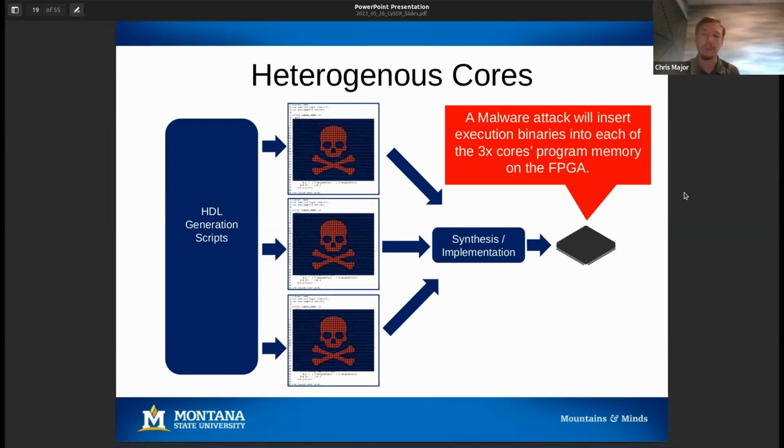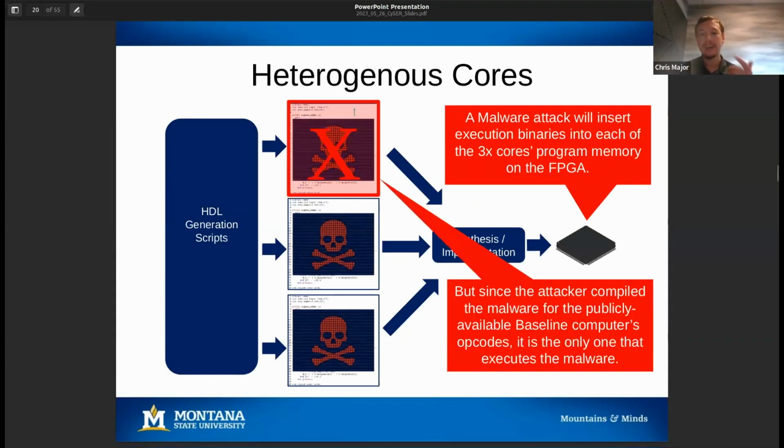It's like a buffer overflow attack. So now, as you can see here, all 3 of these cores have the exact same malware because they're now sharing their input ports and output ports. All 3 cores have technically been attacked, but only one of these cores is actually going to fall through on the malware because these are the instructions that are publicly known and publicly recognized by the microcontroller. So this one right here is going to suffer from the hack.